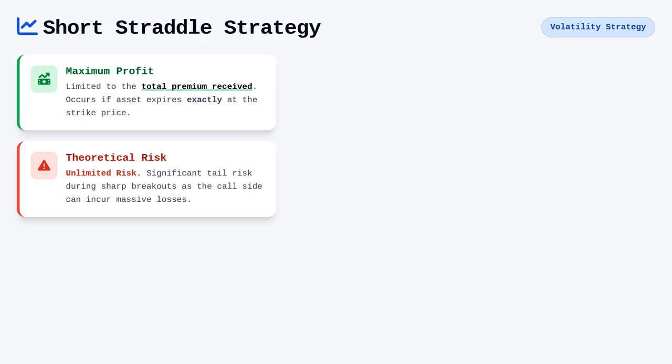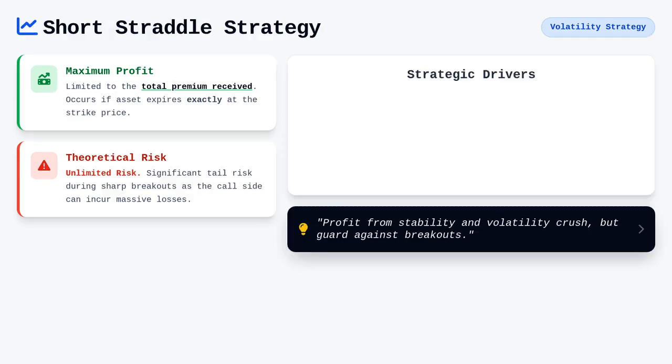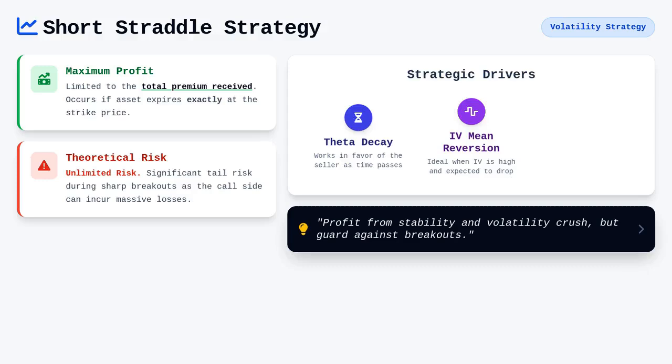The maximum profit is limited to the premium received, which occurs only if the underlying asset expires exactly at the strike price. This scenario allows both options to expire worthless, enabling the trader to capture the full credit collected during the setup phase. As time passes, the theta decay works in favor of the short straddle seller, which explains why these strategies are favored when implied volatility is high and expected to revert toward the mean.